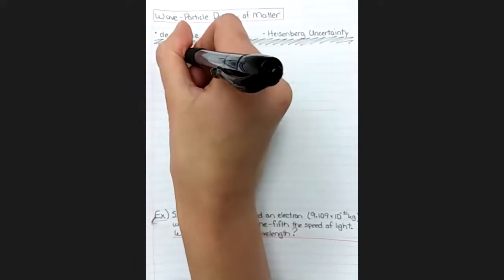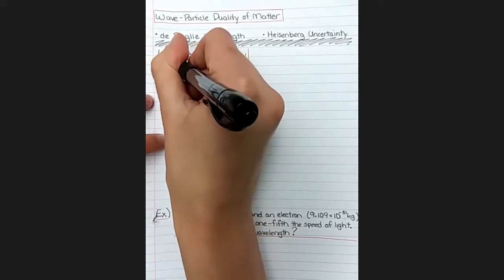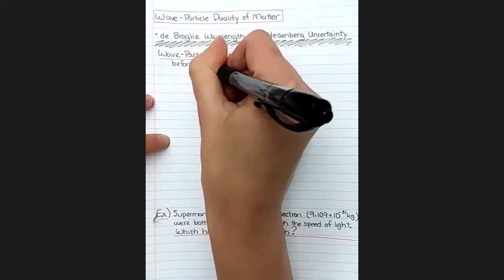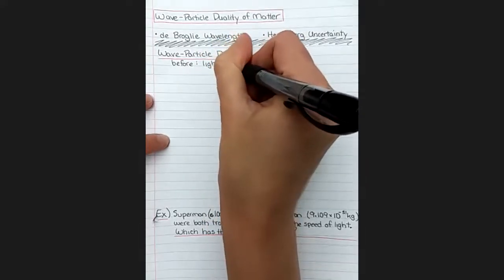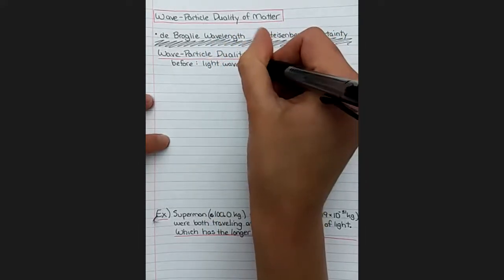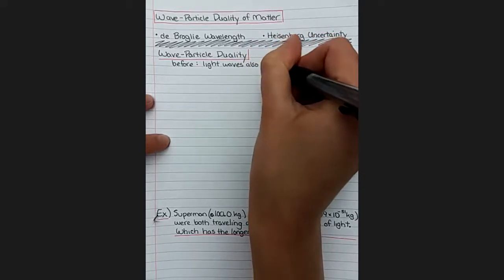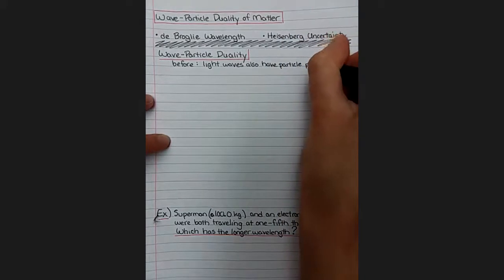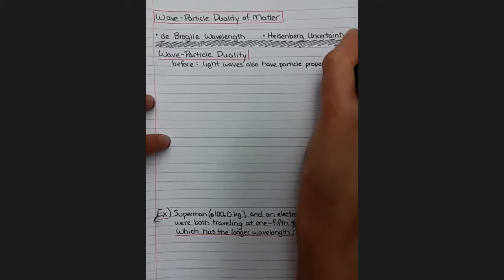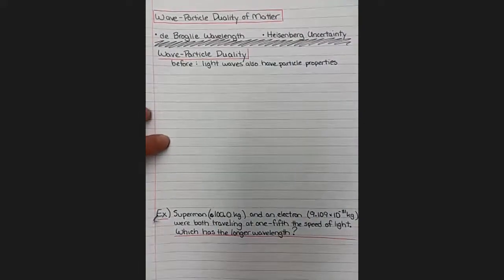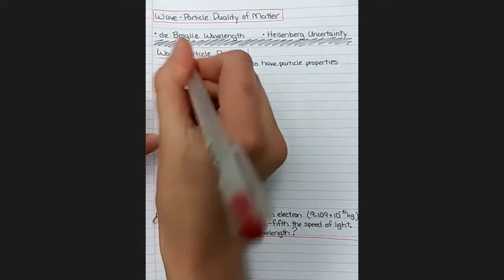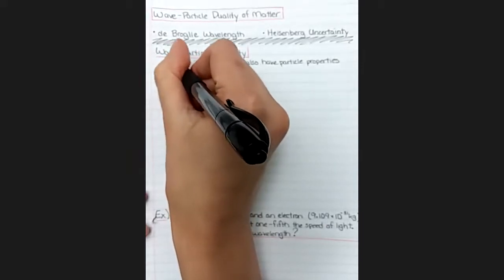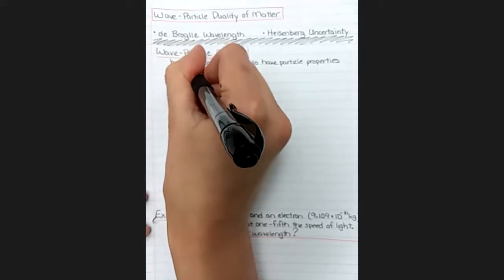We talked about this in terms of energy before, and now we're going to move on and consider matter. So last time, we said light waves also have particle properties. They can be modeled very well as waves, but there were some features that couldn't be explained by considering light as a wave, so we had to consider light as a particle as well.